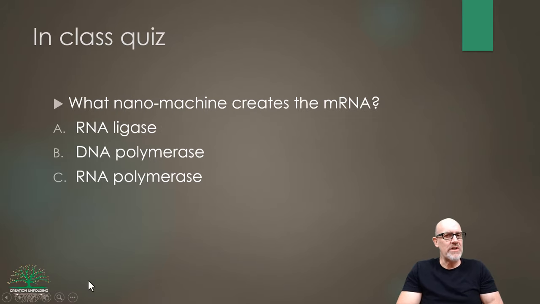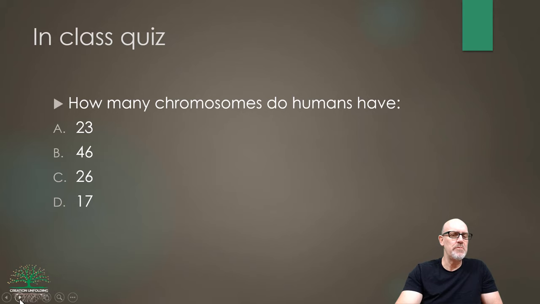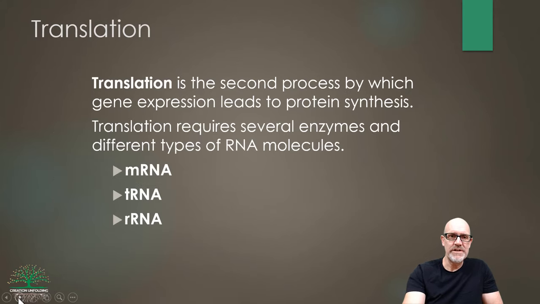What nanomachine creates the mRNA? And the answer is RNA polymerase. And how many chromosomes do humans have? And the answer is 46.